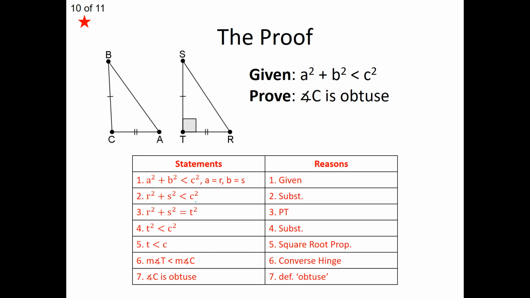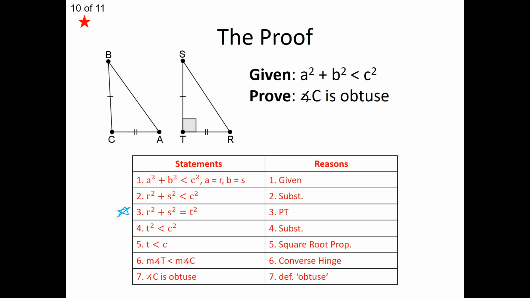So we have now, in step 1, a squared plus b squared is less than c squared. We can replace side A with R and side B with S again. So we get R squared plus S squared is less than C squared. But again, we know something special about our right triangle RST, the Pythagorean theorem. R squared plus S squared is equal to T squared, which means T squared is going to be less than C squared this time. Taking the square root property, we have T is less than C.